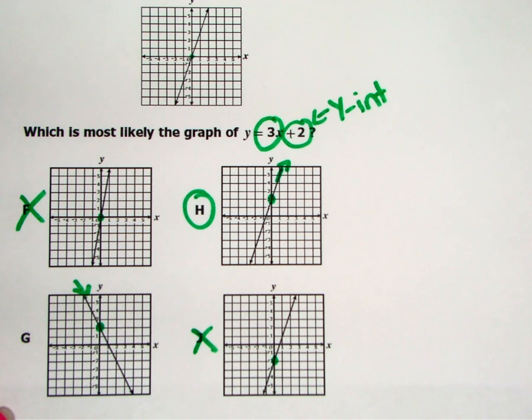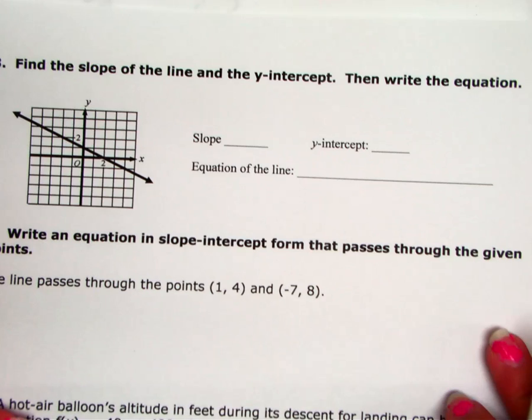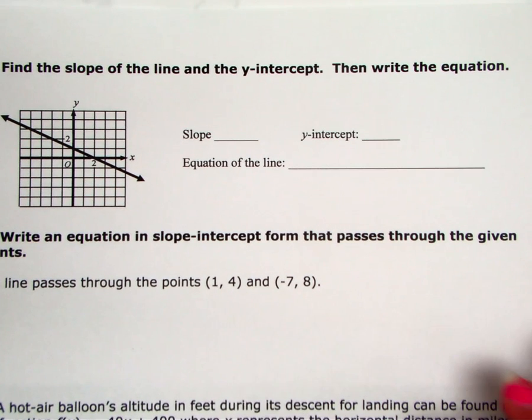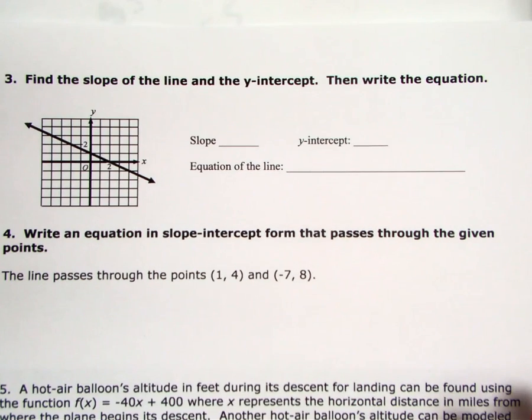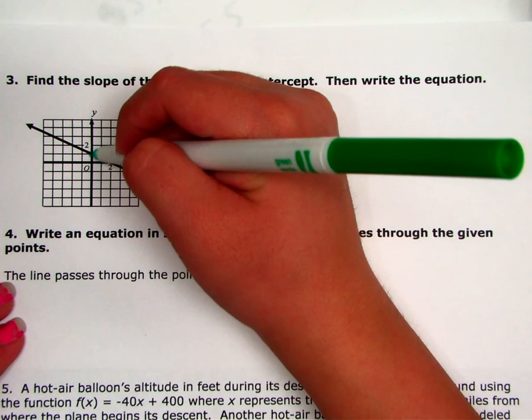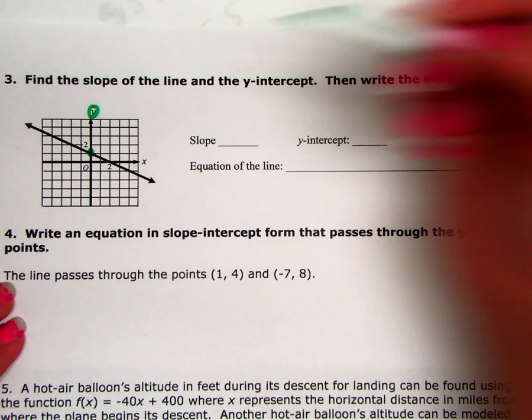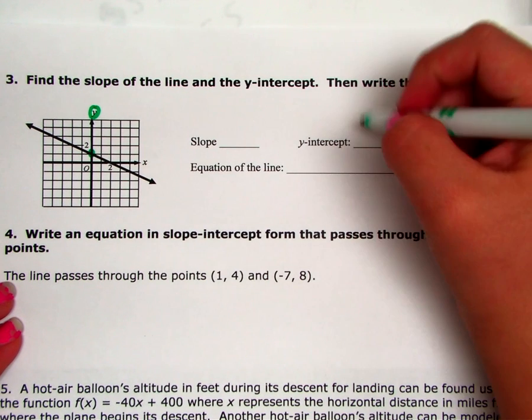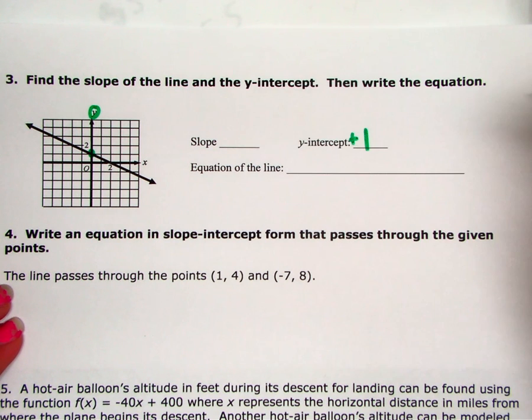Alright, so now let's look at number 3. Number 3 says to find the slope of the line and the y-intercept, and then write the equation. So let's start with the y-intercept. We see that this graph crosses the y-axis at a positive 1. So I'm going to put plus 1 right there.